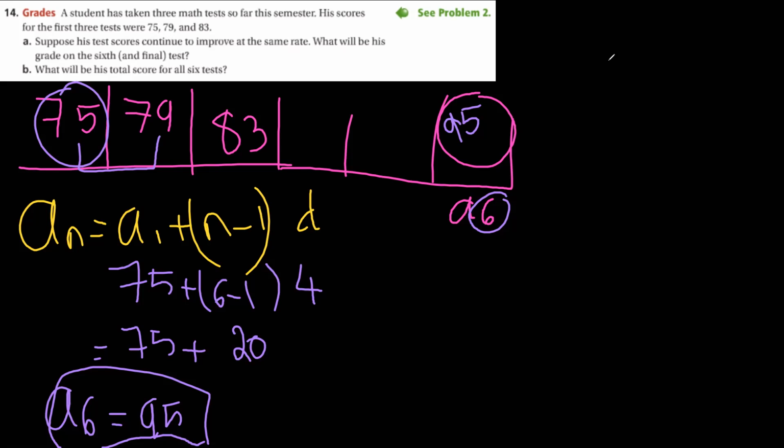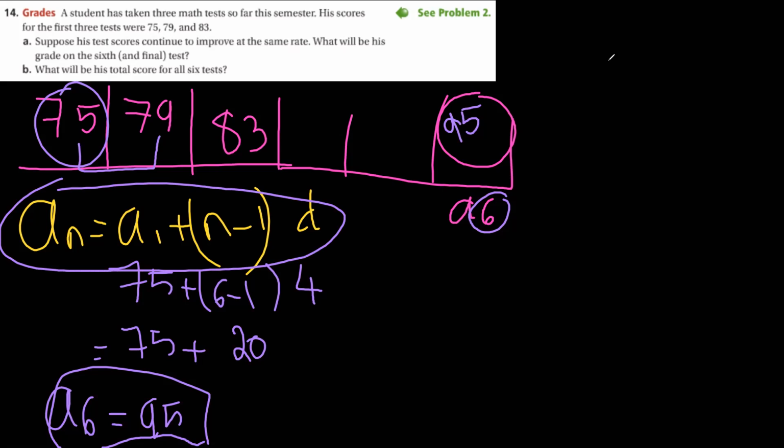Here you have 75, the first one, the second one 79, the third one 83. He asked me to find the grade on the sixth test. That means a sub 6. From where can I bring a sub 6? It's an arithmetic sequence. I will go back to lesson number 2, and I know that if I want to find any term in the arithmetic sequence, I have to use this formula: a sub n is a sub 1 plus n minus 1 times d.